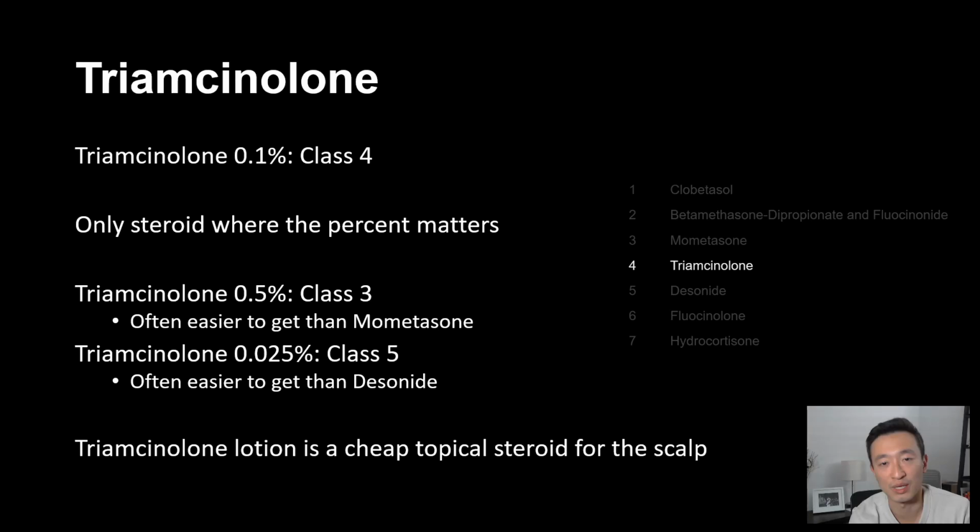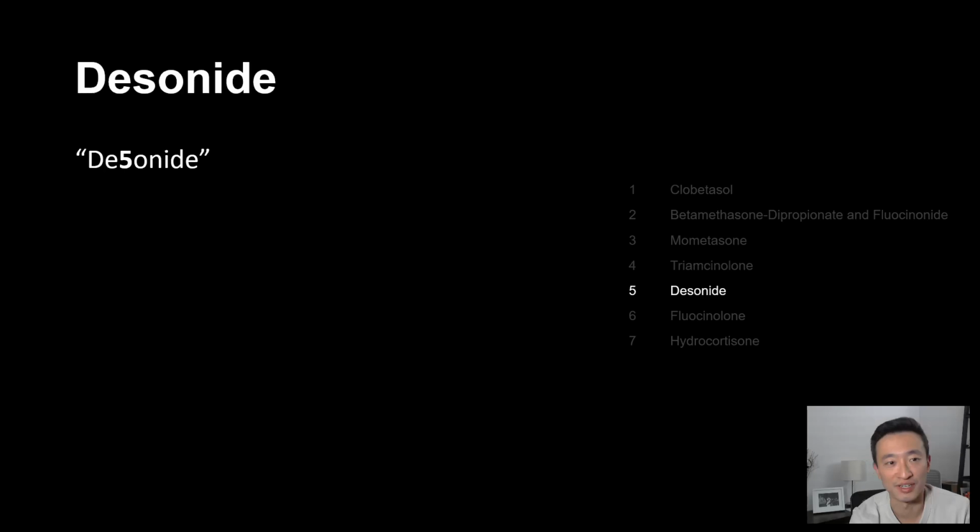Now moving on to Desonide, another boring one. Desonide has a 5 in it if you think of the S. And like I said before, I typically end up prescribing Triamcinolone 0.025% instead of Desonide. Same reason, it's typically denied by insurance. Now we already talked about Fluocinonide, and moving on to Hydrocortisone.